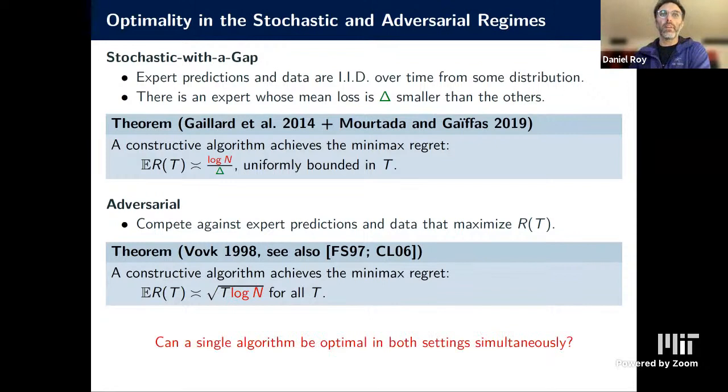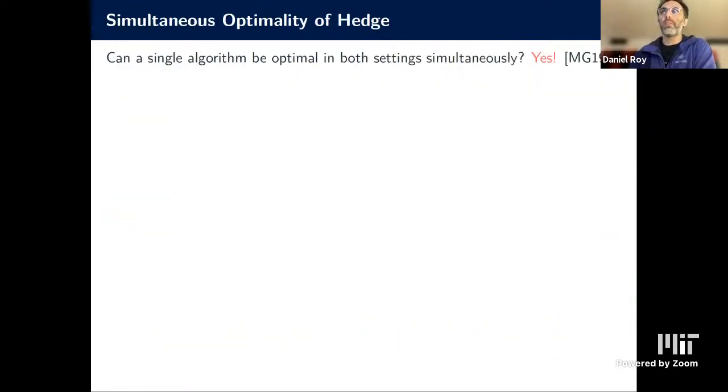And it's an interesting question to ask, well, if I don't know which of these two situations I'm in, then is there a way to behave such that when I happen to be in the nice situation, I can somehow recognize so and achieve the minimax regret of that nice situation? And if I happen to be in an adversarial situation, I can somehow be robust and still not attain much worse than the minimax regret there too. So this is a question that's been recently answered for a well-known algorithm called Hedge in work by Mortada and Gaifa.